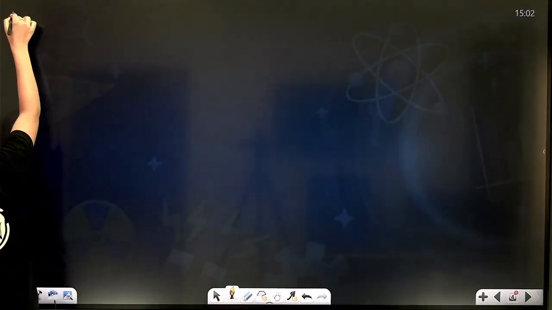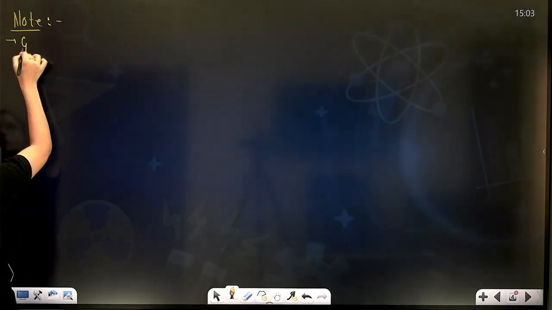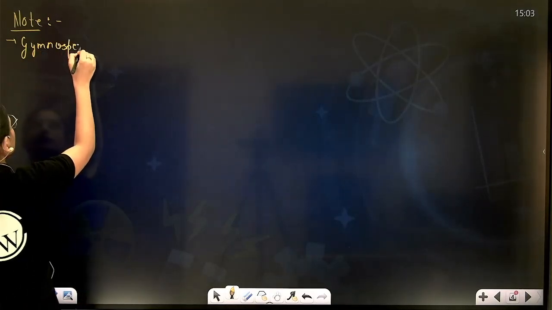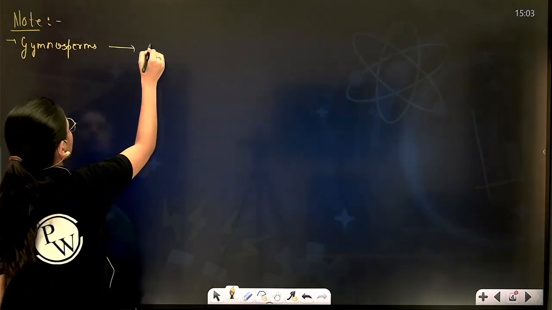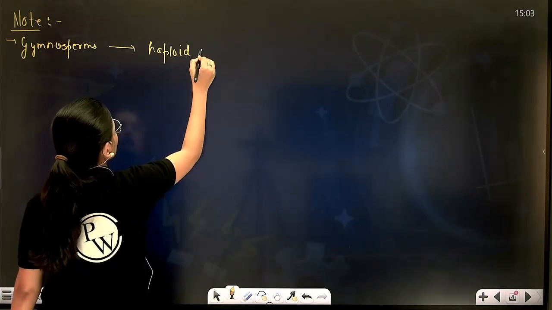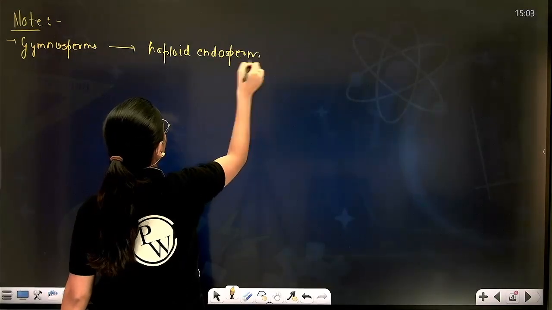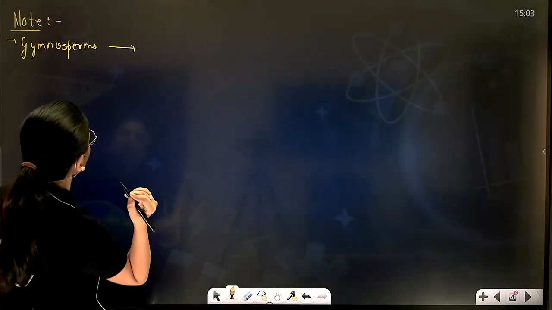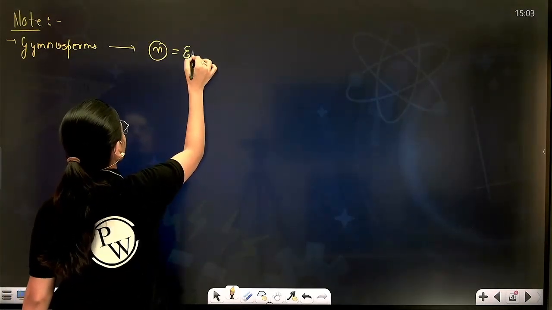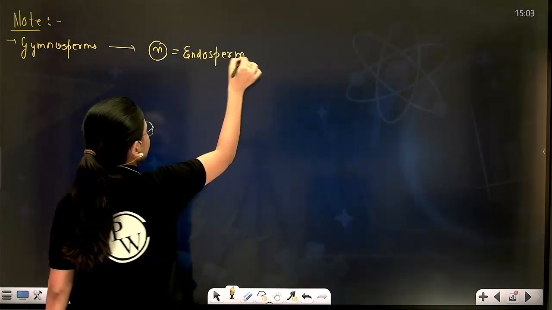Some note points. The first note point that I am going to write is that in gymnosperms, the ploidy of endosperm is haploid. Why? Because there it is a pre-fertilization product. So the ploidy is haploid.